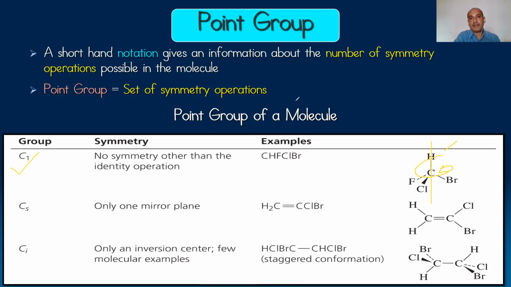This is an asymmetrical molecule where only identity is present. Therefore, this molecule has point group C1.